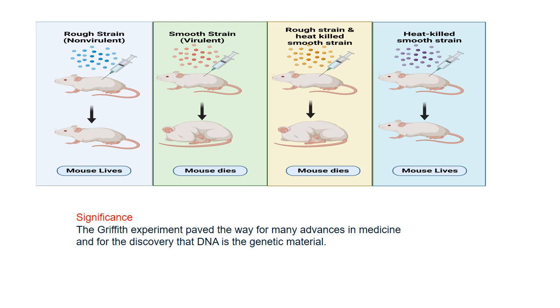So on the basis of this experiment, it is concluded that the rough strain is a non-virulent strain. This rough strain becomes virulent because of the smooth strain. Heat-killed smooth strain bacterial DNA is transformed into the rough strain. Because of that, this rough strain becomes virulent.